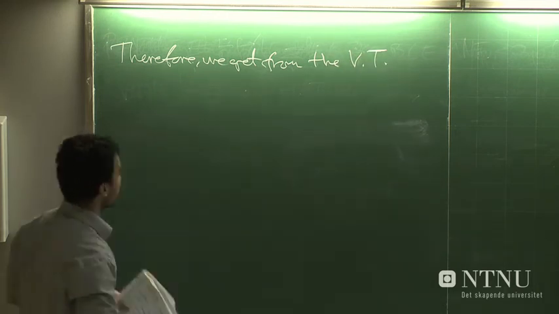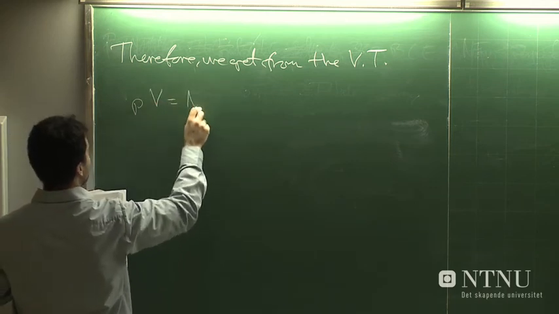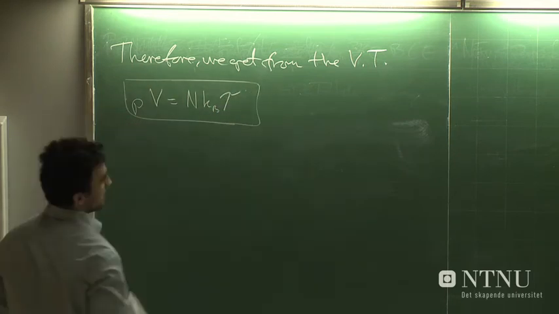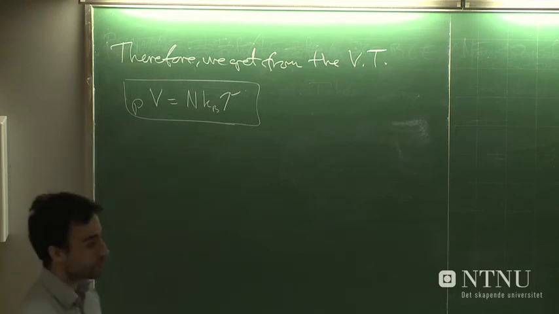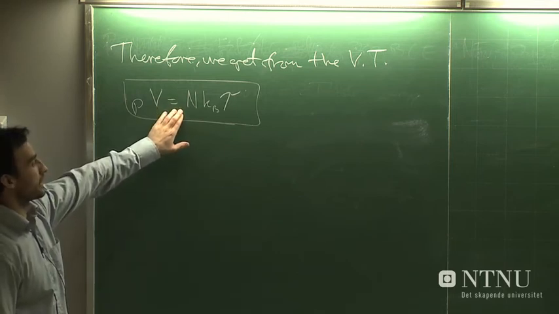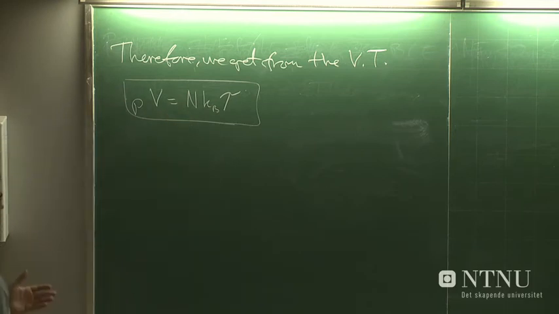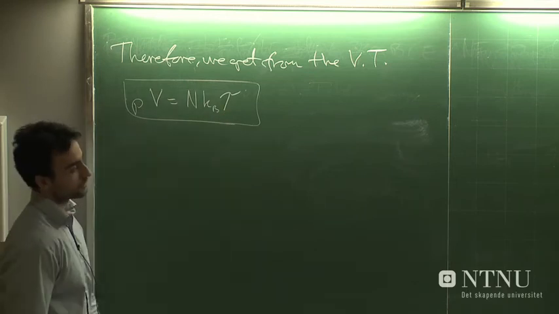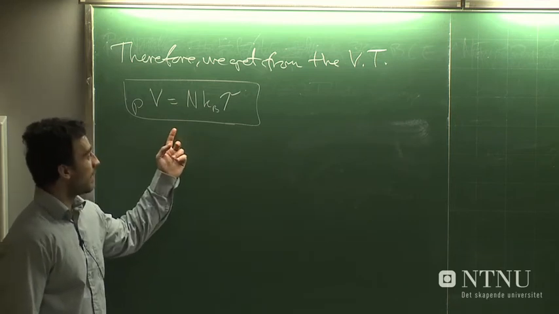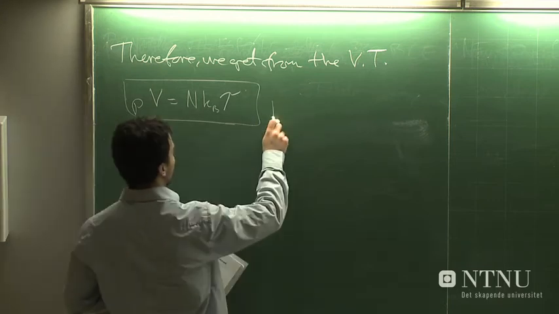VT is the Virial Theorem. And we obtain this equation, which you may have seen before. It's basically the thermodynamic equation describing an ideal gas, relating pressure and volume to temperature. So you can actually derive this equation by using the Virial Theorem. This is Boyle's law, by the way.